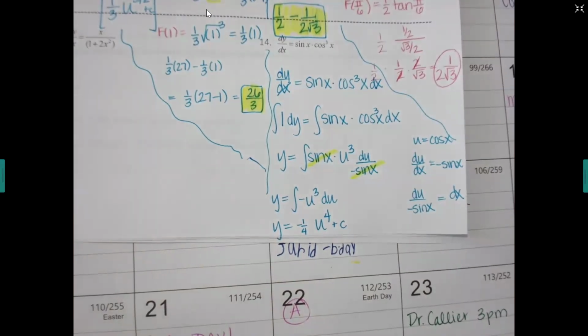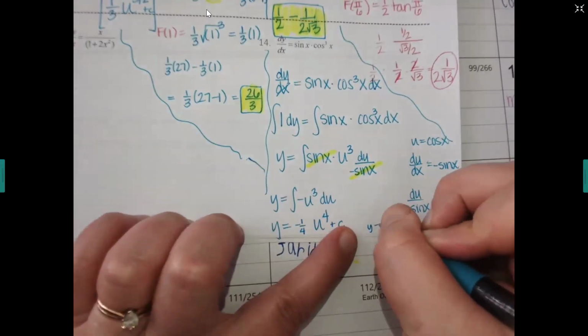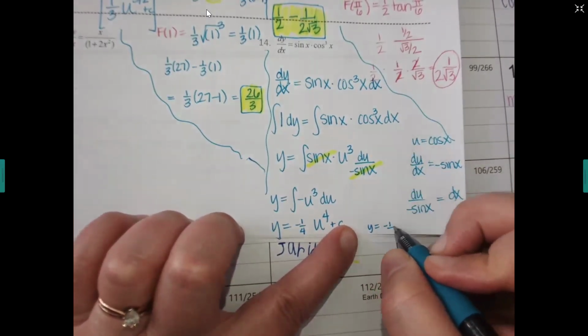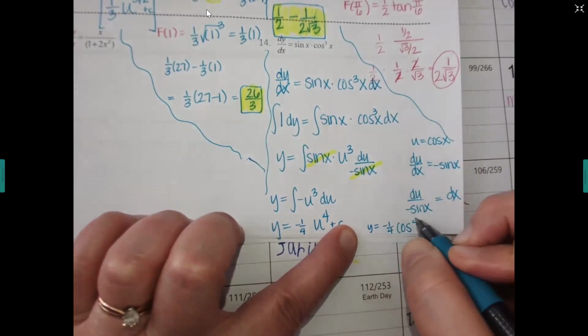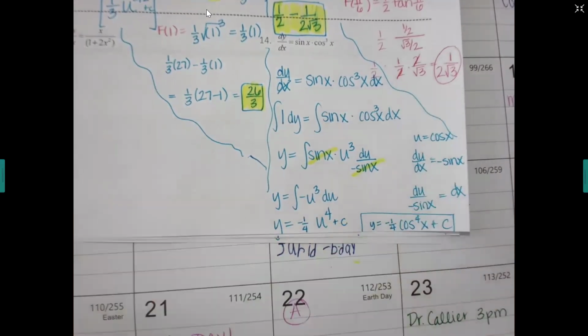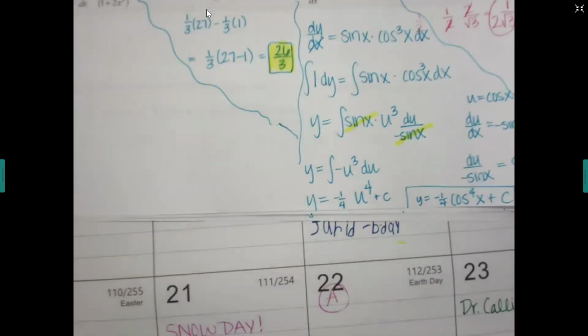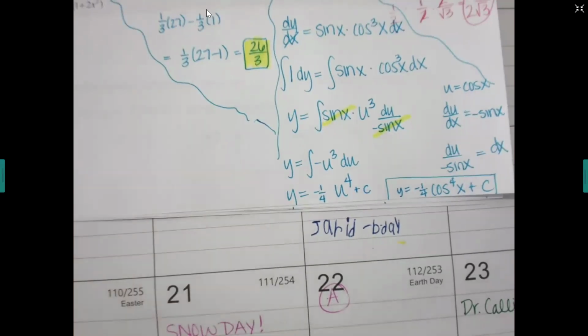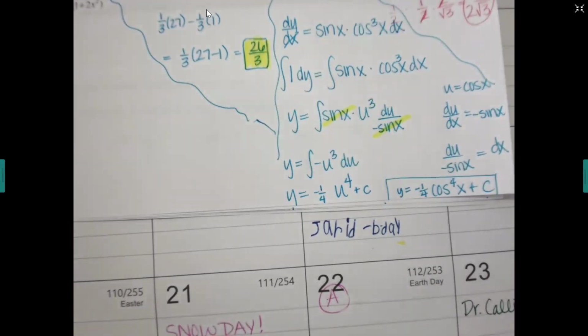And then because I don't have endpoints here, for my final answer I would just take my original cosine x and pop it back into that spot right there and you'd be done. So your final answer would be y equals negative 1/4 cosine to the 4th x plus c. Sorry that I had to write that so small. But it'd be negative 1/4 u to the 4th, and then you just swap your u back to a cosine. Okay, turn the page.